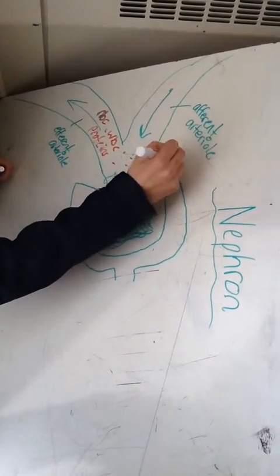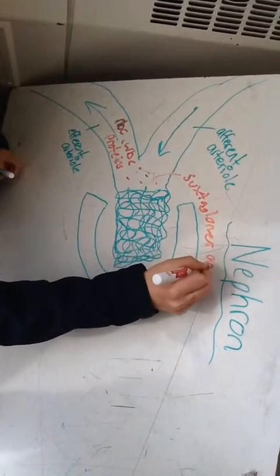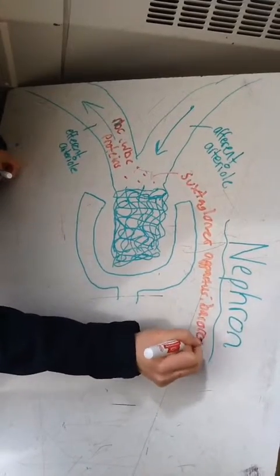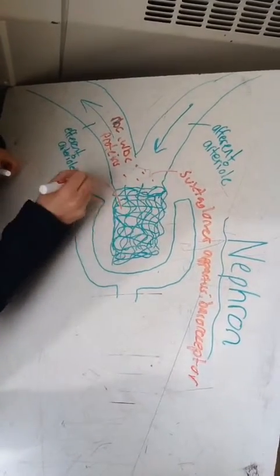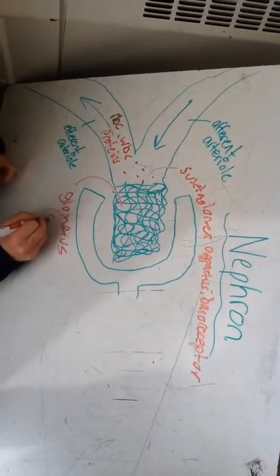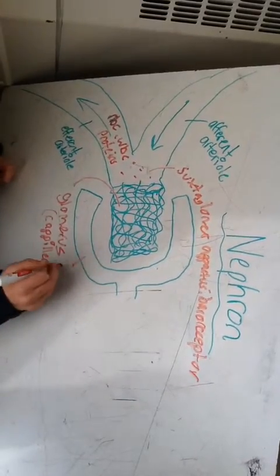The materials enter the nephron through the afferent arteriole, where they are stored in the glomerulus, which is a ball of capillaries. The proteins, white blood cells, and red blood cells are sent out through the efferent arteriole. The glucose, water, amino acids, ketones, salt, and urine are absorbed into the Bowman's capsule.